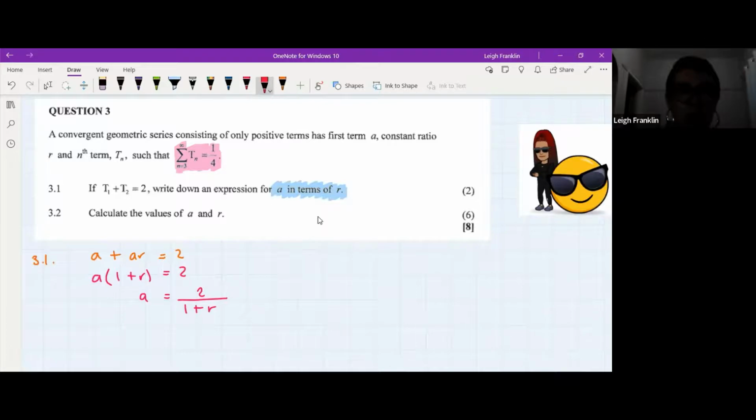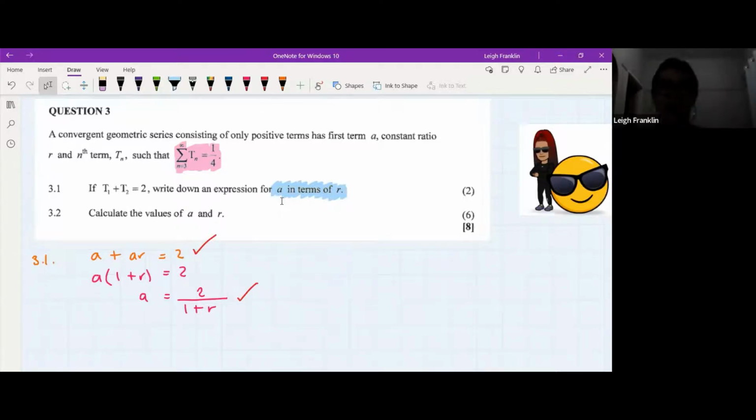Okay, so now Matrix, we're happy. I think we would get our first mark here and we would get our second mark over there. All right, so we know what A is in terms of R. Now they say to us, 3.2, calculate the values of A and R.